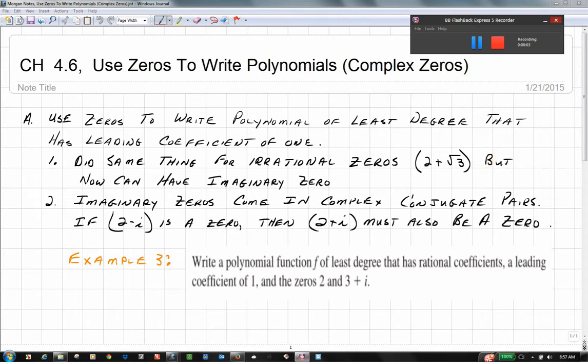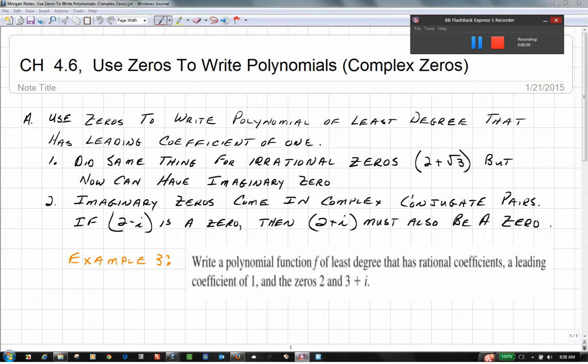Okay, the next topic in section 4.6 is something we've done before with irrational roots, things that had square roots. Remember when we had 2 plus the square root of 3 and we had to use all the zeros and write the original polynomial in standard form, so we multiplied them together. We're going to do the same technique, except now with complex roots.